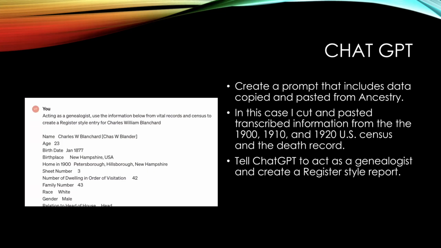So I created a prompt like this: acting as a genealogist, use the information below from vital records and census to create a register style entry for Charles William Blanchard. And then after I created that prompt, I literally just copied and pasted the information from 1900, 1910, 1920, and the person's death record.